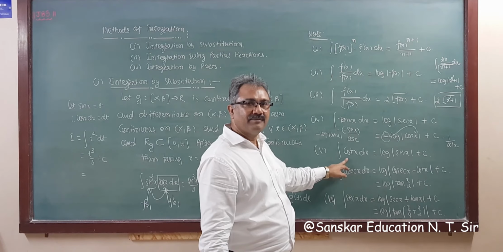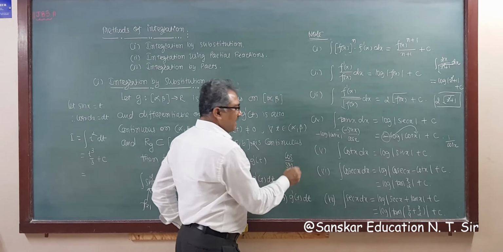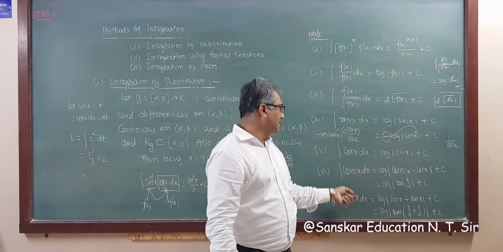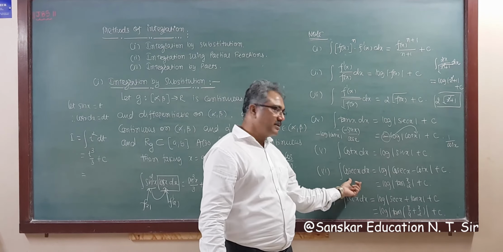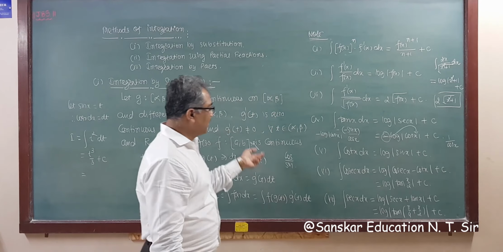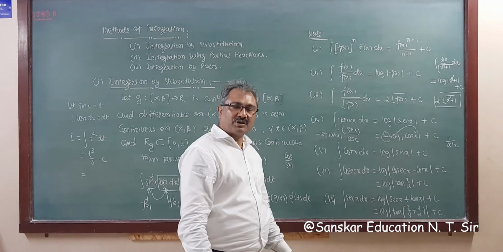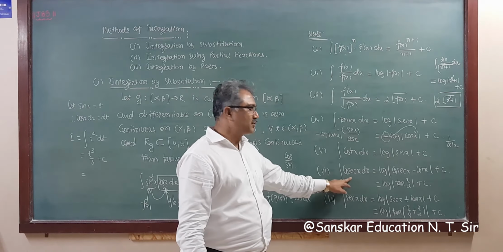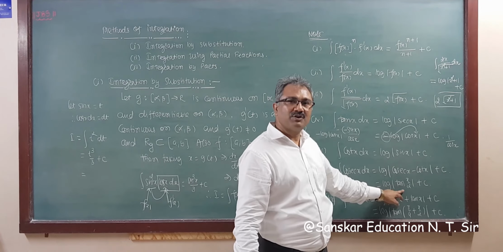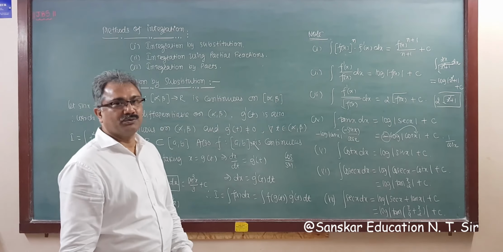Now cot x, same thing: cos upon sin. Cot means cos upon sin, derivative of sin x is cos x, so log mod sin x, there is only one answer, right? Now cosec x, you have to remember this. If you want to prove this, then you can do this. Cosec x dx is 1 upon sin, divide and multiply, then you can get the answer log cosec x minus cot x, because cosec square minus cot square is 1, right? So for cosec x there are 2 formulas also: log cosec x minus cot x plus c and log tan x by 2 plus c. Similarly sec x: log mod sec x plus tan x and log mod tan of pi by 4 plus x by 2, right?